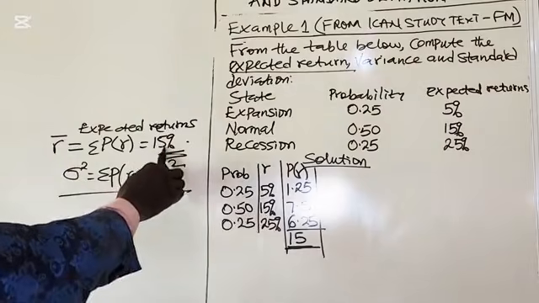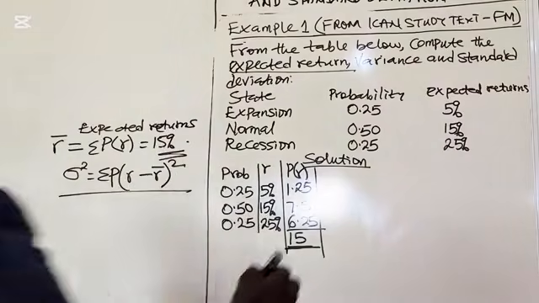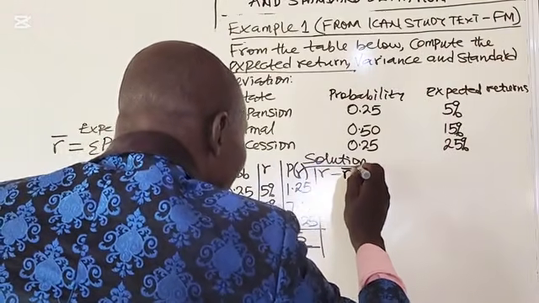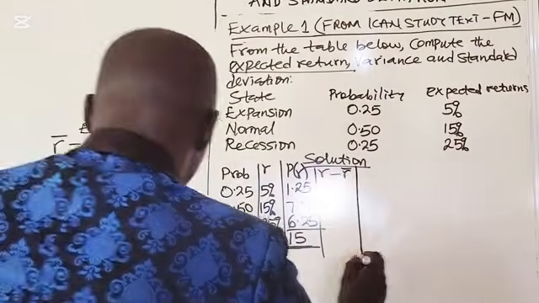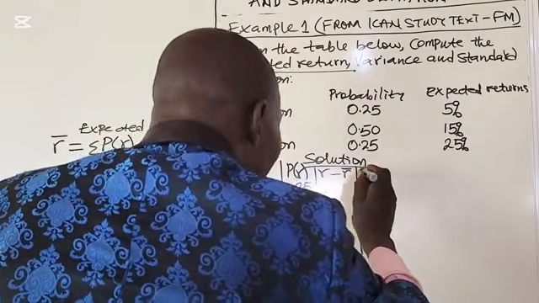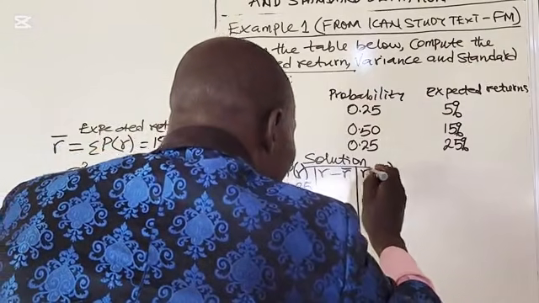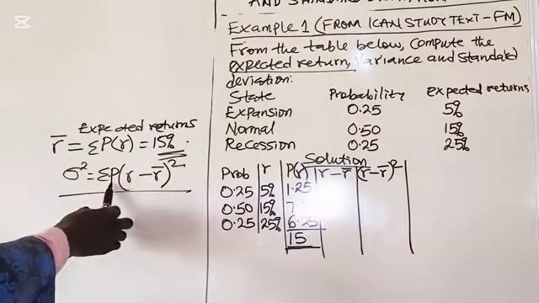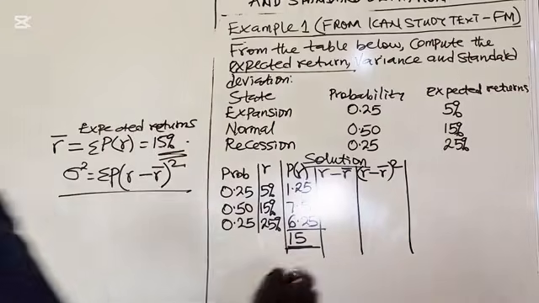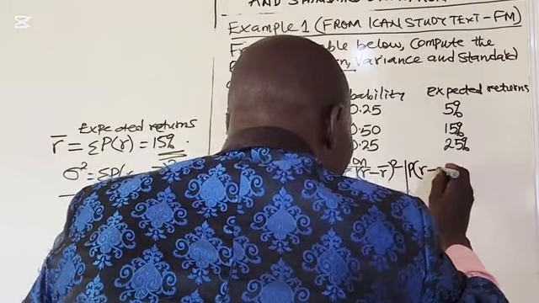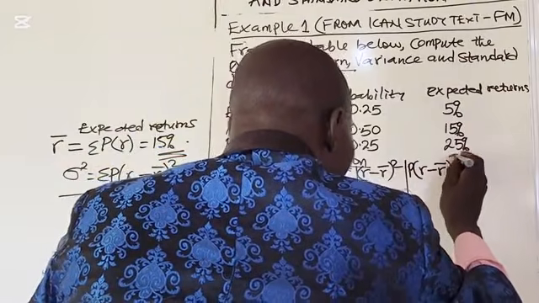R bar, which is the expected return as calculated. R minus R bar, that is the derivation. But this contains square, so we have a column for that: R minus R bar square. Then here again, we have probability multiplied by that. Let's have probability multiplied by R minus R bar square.